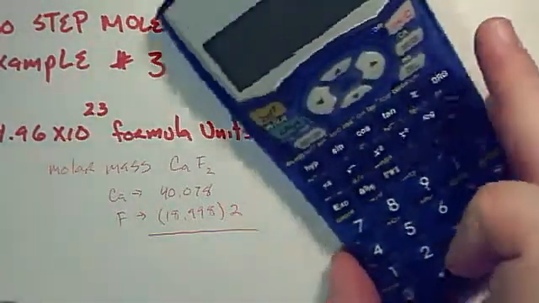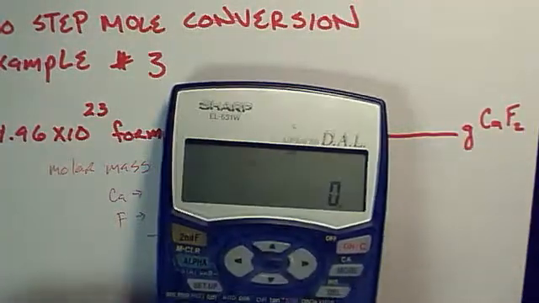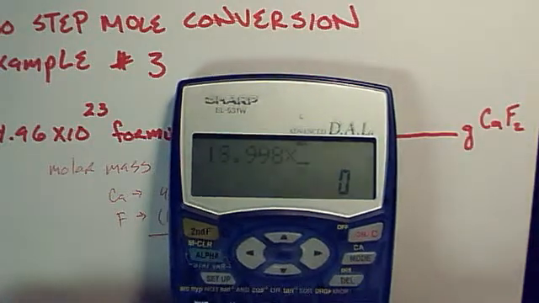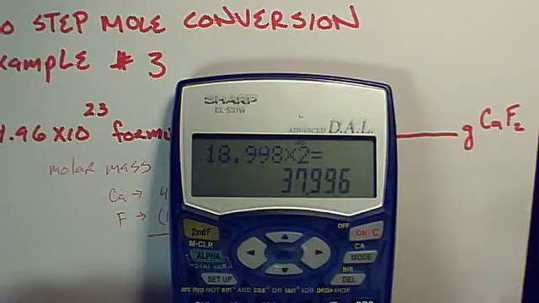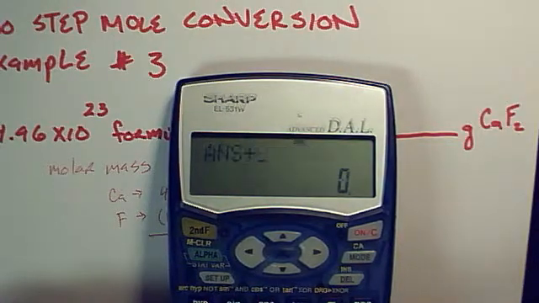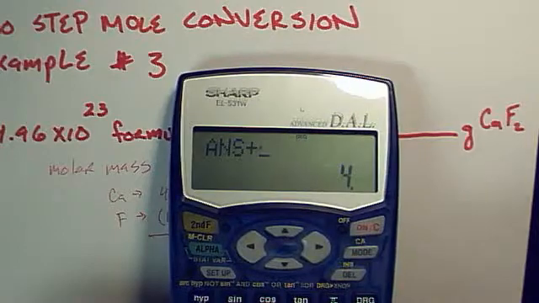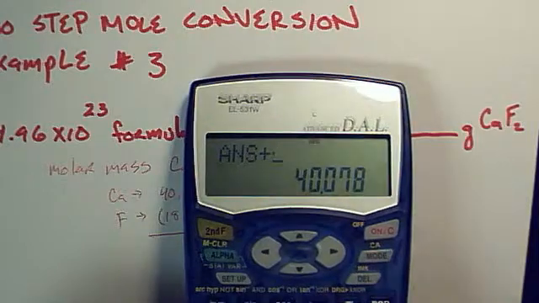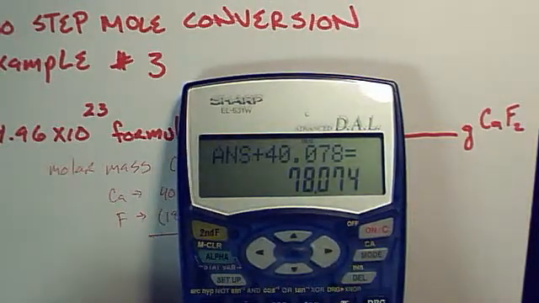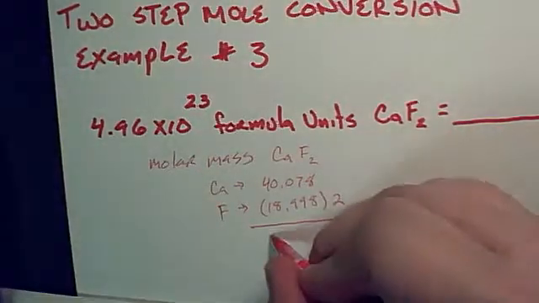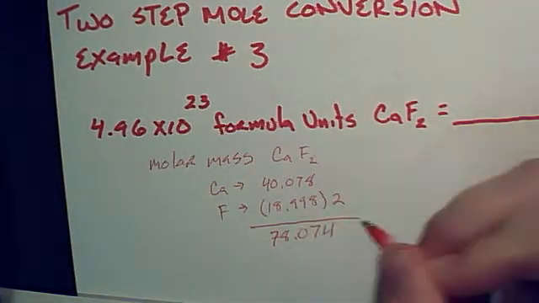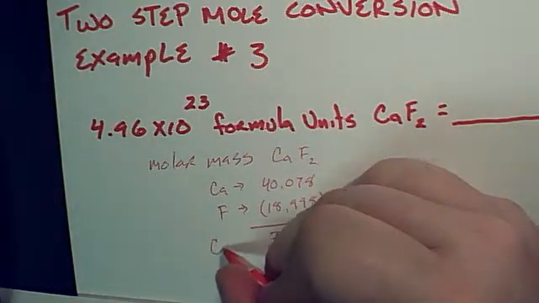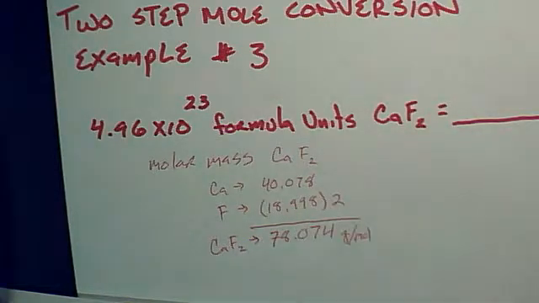So that tells me that I have 18.998 times 2. So that's my mass of fluorine, and I have to add 40.078, add the mass of calcium, so 78.074 grams per mole. That is the mass of calcium fluoride.